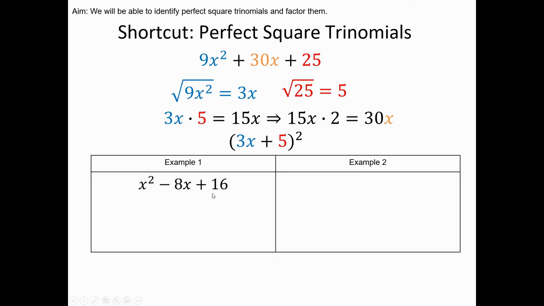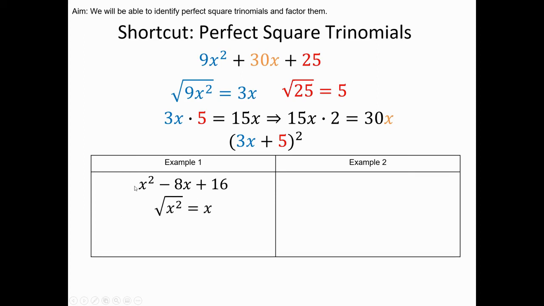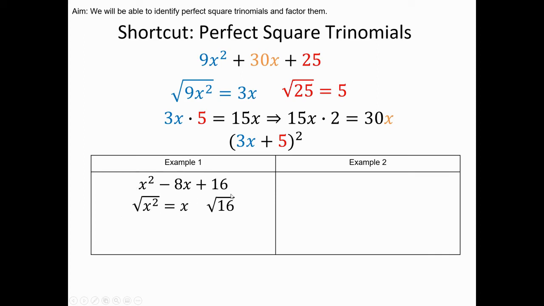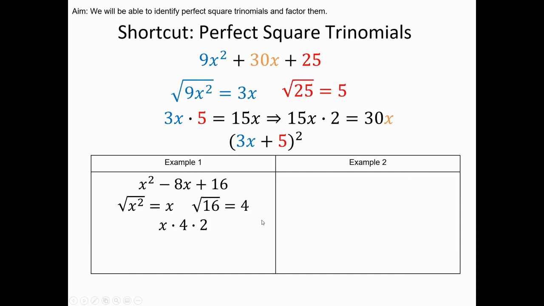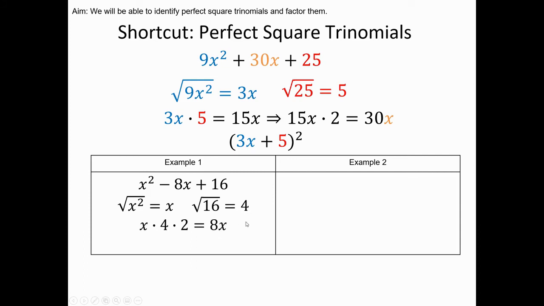This one doesn't look too complicated, but let's see if this is a perfect square. I'm going to square root x squared. That becomes an x. Square root of 16. That is 4 times 4, so it's 4. Now what if I take x times 4 times 2? That ends up being 8x, right? Look at that. That's right in the middle. So our answer is just going to be, if there's a negative right here, x minus 4 squared. Do you see how, just by recognizing this, guys, we can instantly get the answer?